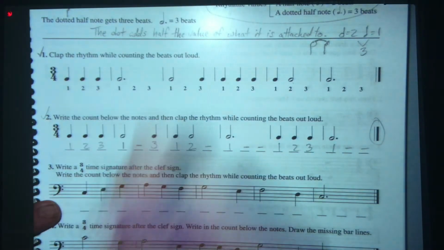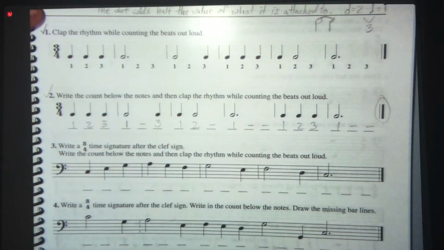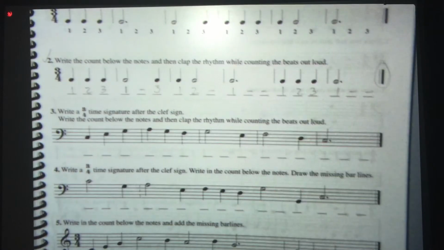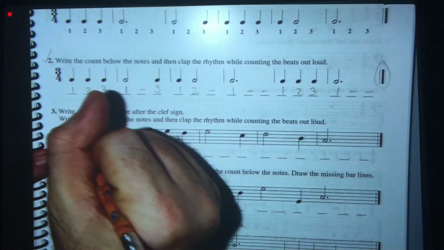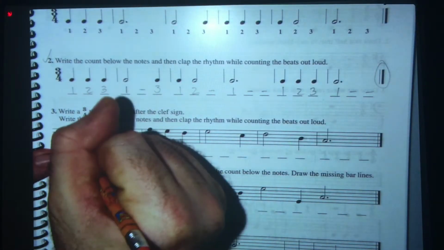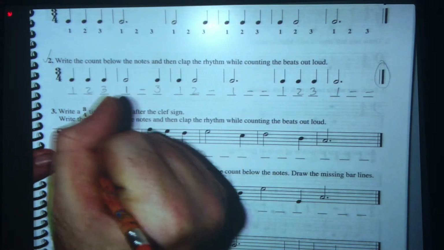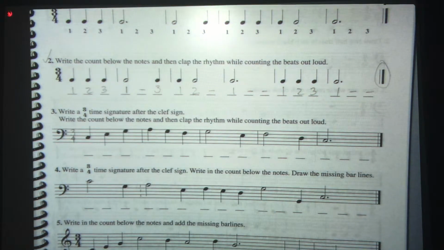Number 3, write a 3/4 time signature after the clef. So here we go. We need to draw our 3 here. And then we're going to do our 4. And the 4 is going to have the triangle top half.